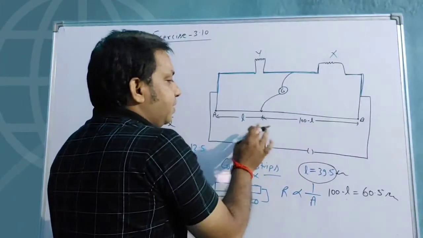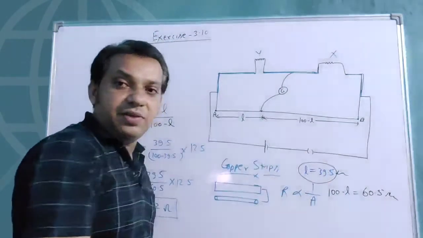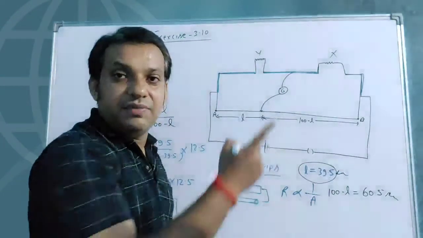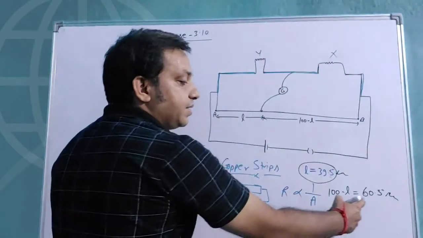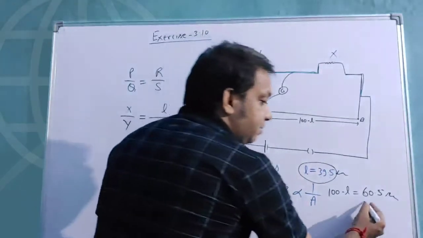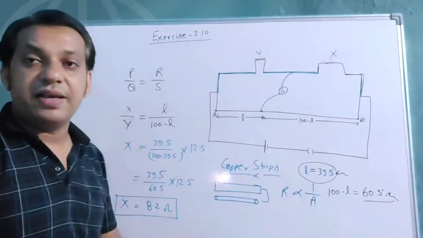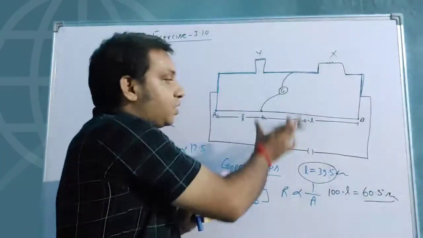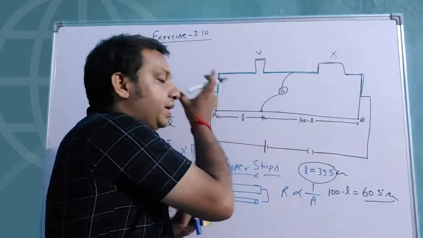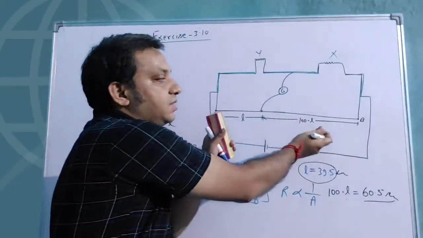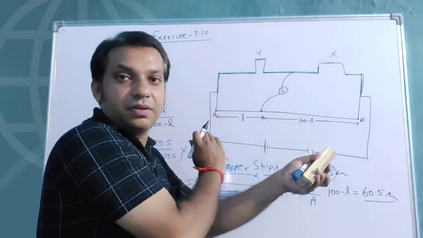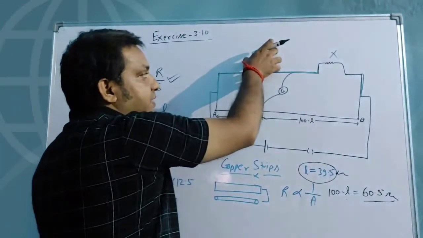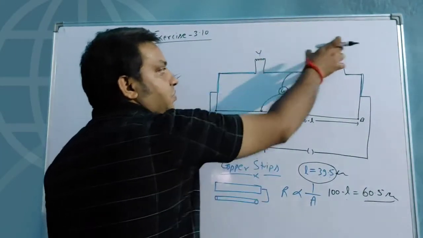Previously you were getting the balancing length at 39.5 from this A point. Thus if you interchange the resistances, this time you will get the balancing length at 60.5 centimeter from the A side. Right? If you interchange the resistances, automatically the balancing point will adjust such that the resistances of this wire are also interchanged, because the ratio should be maintained. Ratio P by Q is equal to R by S. Ratio of this resistance divided by this equals this divided by this.